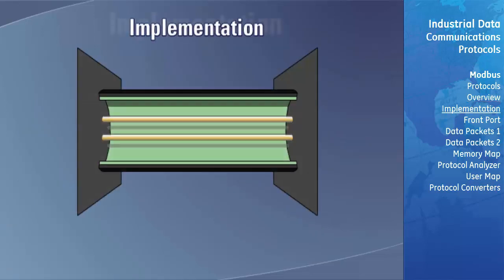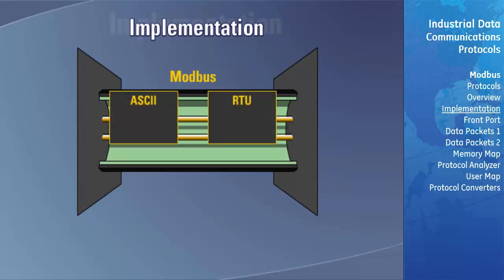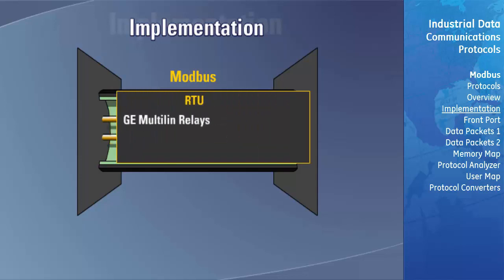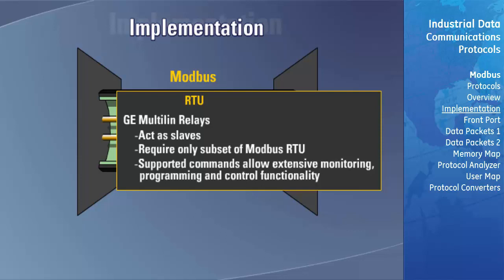Within the Modbus specification, there are two serial transmission modes, ASCII and RTU. When using Modbus ASCII, the characters are encoded in the ASCII format, as opposed to the hexadecimal format used with Modbus RTU. GE Multilin relays act as slave devices and only require a subset of the Modbus RTU protocol. Having said this, the supported commands do allow extensive monitoring, programming, and control functionality.